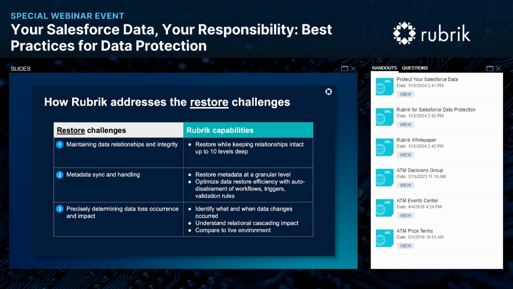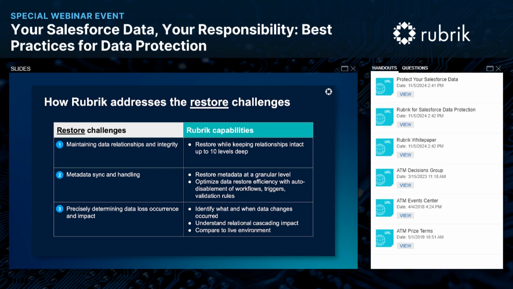The second challenge we talked about was around metadata syncing and handling, right? So with Rubrik, like I mentioned before, we protect metadata, but you're able to obviously restore that metadata as well and at a granular level. So for instance, the ability to restore certain fields of an object or layouts of an object and many other types of metadata. It's quite comprehensive.